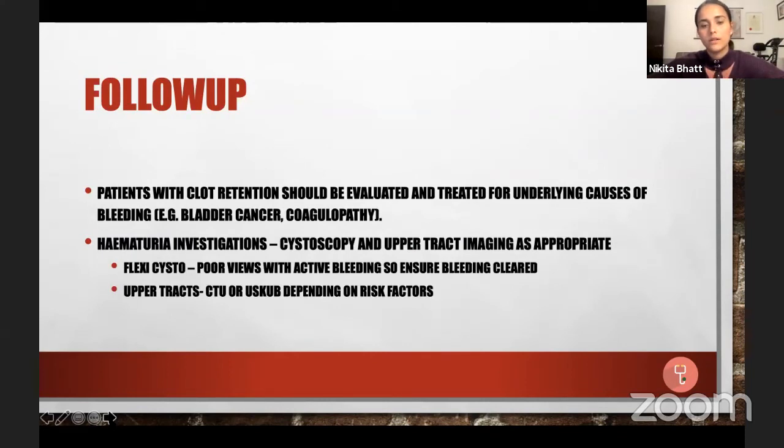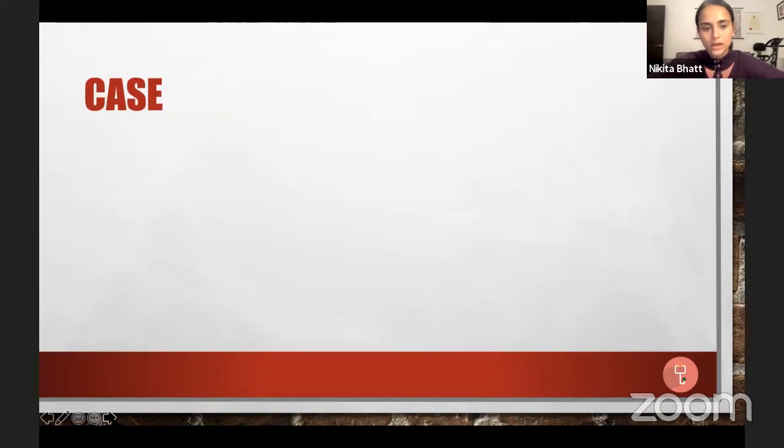Once you've managed these patients and the clot evacuation is treated, you want to investigate them as a follow-up. Usually when their bladder is full of clots or there's dark hematuria, you're not going to be able to see much. The vast majority of such patients, their urine will clear up, you'll send them home, and then you'll bring them back for hematuria investigations in your hematuria clinic. There's usually a flexible cystoscopy and upper tract imaging, either a CT scan or ultrasound, depending on risk factors. So that's all for acute management of clot retention, and then we're going to move on to our case.